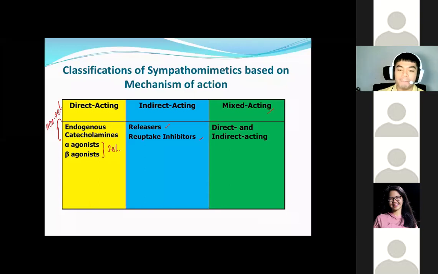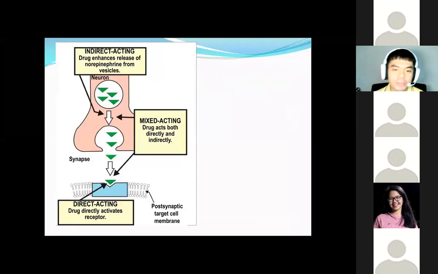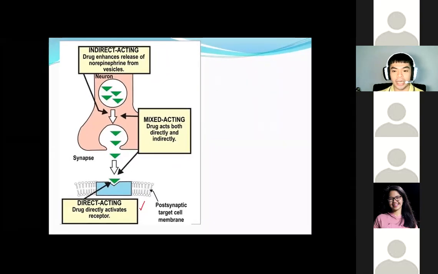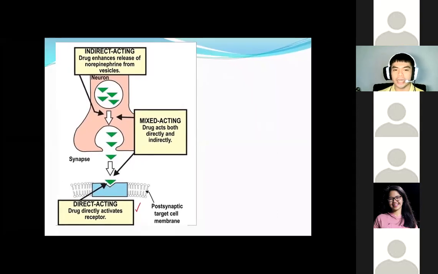And finally, mixed acting. When we say mixed acting, these are the agents that possess both direct and indirect actions. So pag nag-jive ito parehas, mixed acting na ang tawag. Okay, mixed acting na ang tawag. So explain natin kung ano ang mechanism of action nung tatlong classes. So first stop, we have direct acting sympathomimetics. Again, proceed tayo everyone sa direct acting.